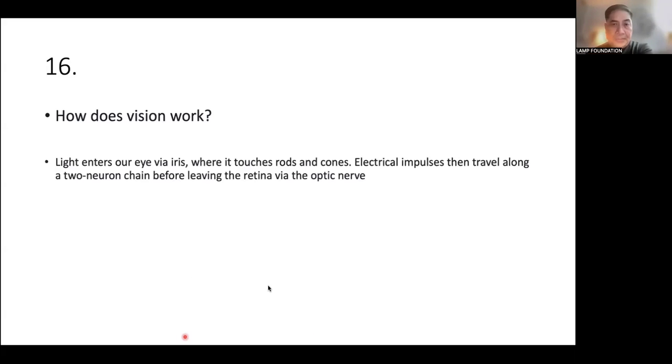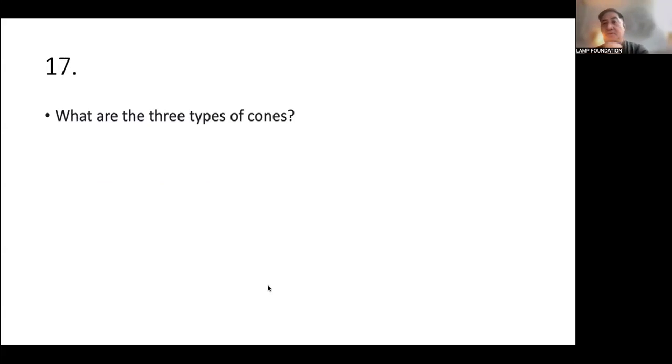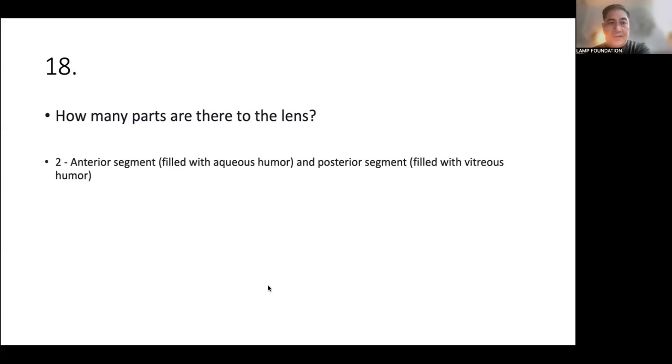What are the three types of cones? Red cones, blue cones, and green cones. What are the two parts of the lens? The anterior segment and the posterior segment. The anterior segment is filled with aqueous humor, while the posterior segment with the vitreous humor.